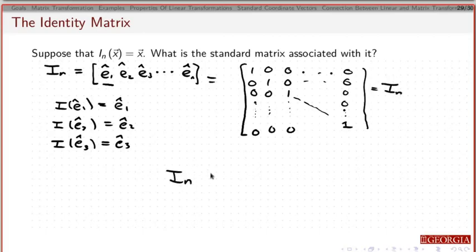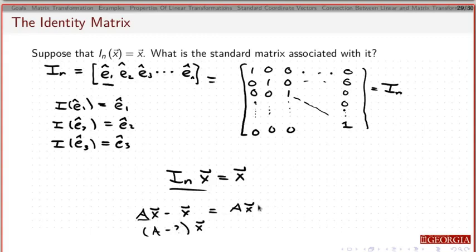And what's nice about this is IN times any vector is the vector itself. And this is going to help us when we try to do algebra. So if I try to take AX minus X, I got to be careful. I can't distribute this. I can't pull this out or factor this because, right, this is a matrix. And I can only take a matrix and subtract another matrix. So if I write this now as AX minus IX, this doesn't make sense, but now this makes sense. And I can start doing some basic algebra now.